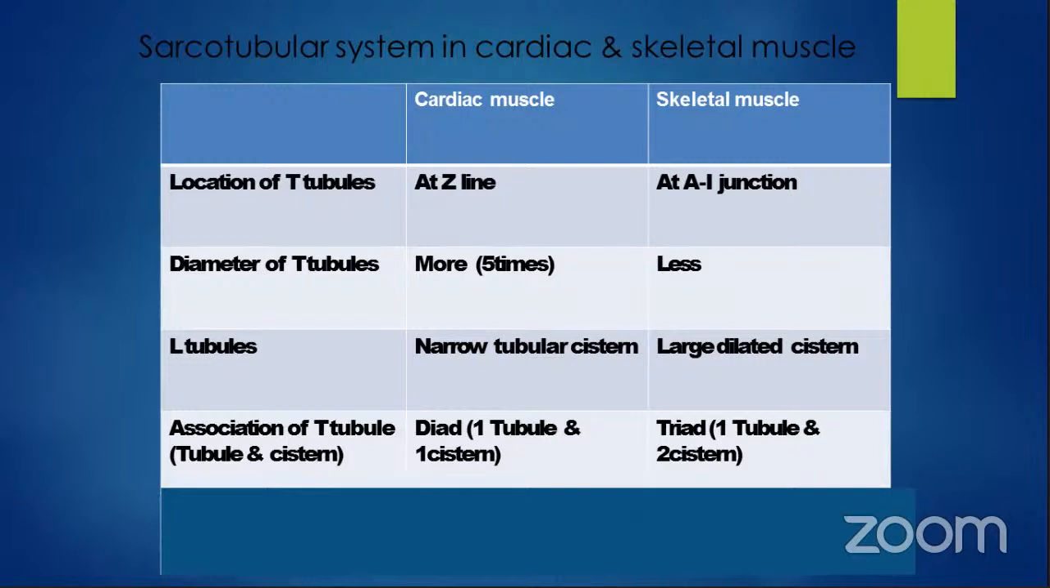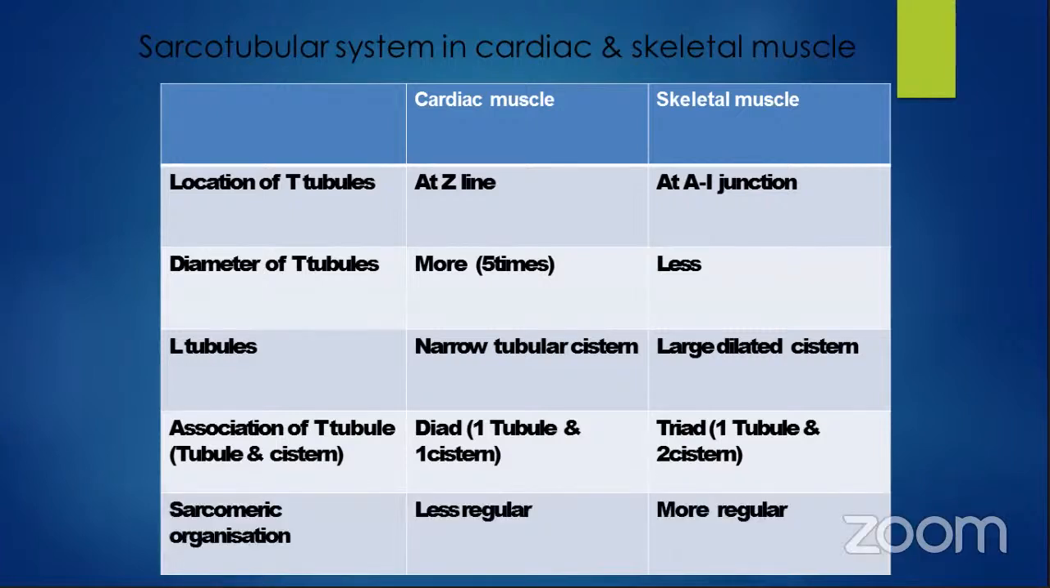Regarding the association of T tubule and cisternae, cardiac muscle has a dyad, one tubule and one cistern, and skeletal muscle has a triad, one tubule and two cisternae. The sarcomeric organization is more regular in skeletal muscle. It is not so well developed in cardiac muscle. So these are the differences between cardiac and skeletal muscle. You may already know all this. Now we'll go to the different types of cardiac muscle.